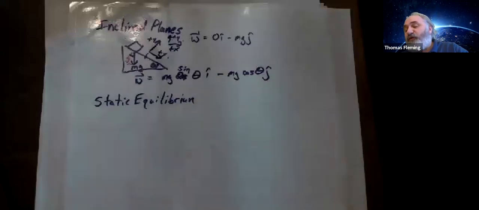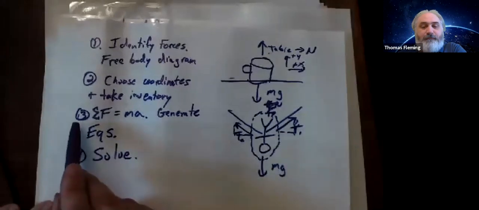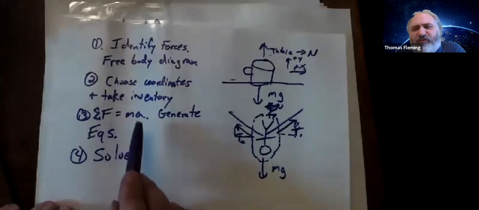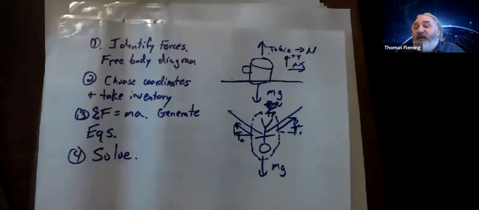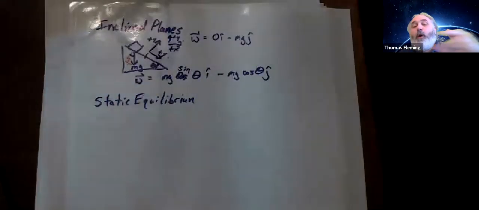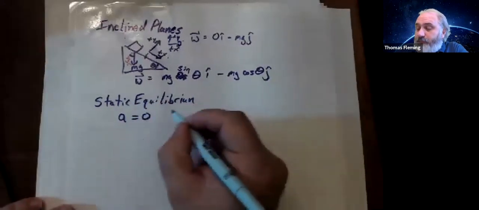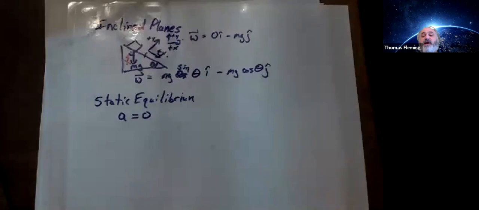And the whole trick for static equilibrium problems is when you go to implement step 3, you're doing F equals ma, but if you're in static equilibrium, all the a's in every direction have to be 0. That's the trick. So once you recognize that it's static equilibrium, a equals 0 in every direction. And that will make your equations easier to solve. You'll have fewer things to figure out.